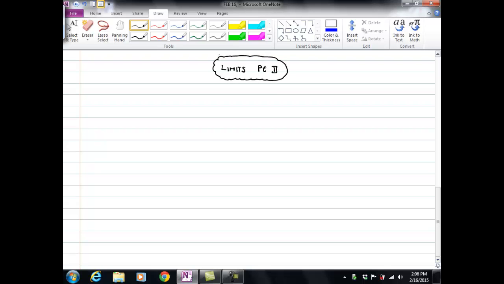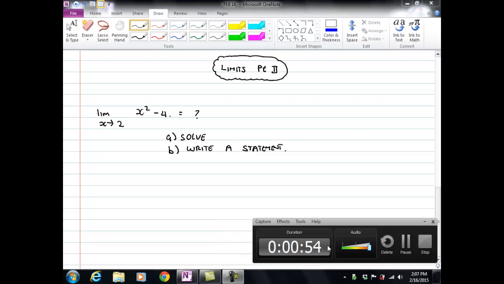I started last time with a simple question of working with this limit: as x approaches 2, x squared minus 4 equals blank. I want you to solve it. A, solve. And then B, I want you to write a statement about it, like convert that into English. What does this really say in English? Write a statement. I'm going to give you some time to practice and try it out.